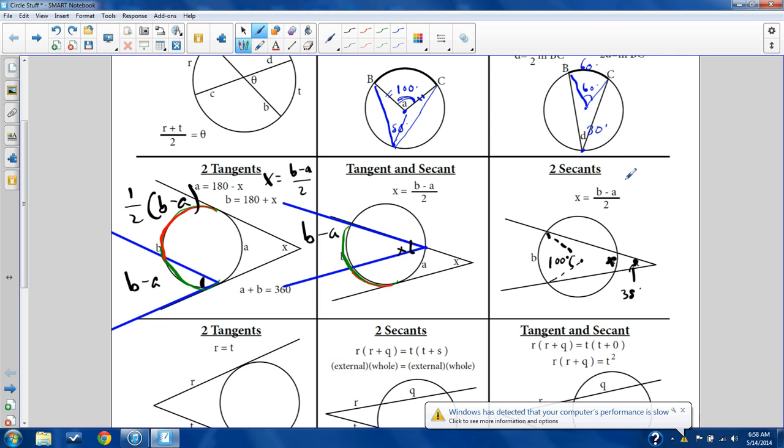So we set it up. We say 35 equals 100 minus X over 2. And you're trying to solve for X then. You multiply both sides by 2, subtract 100, or do whatever you need. You'd get X equals 30, because we just did this problem. Okay?